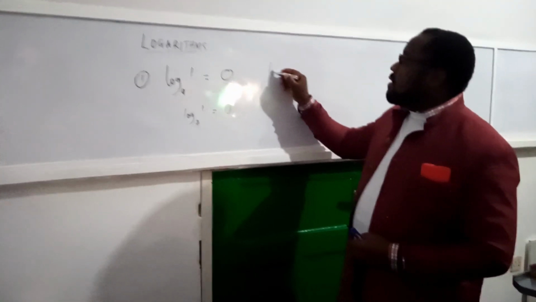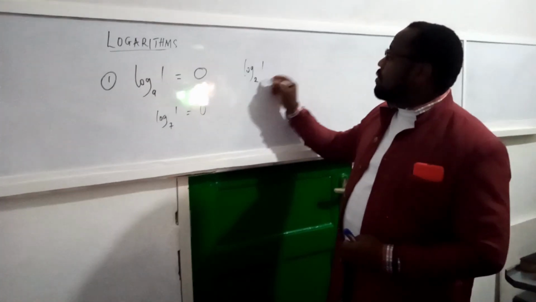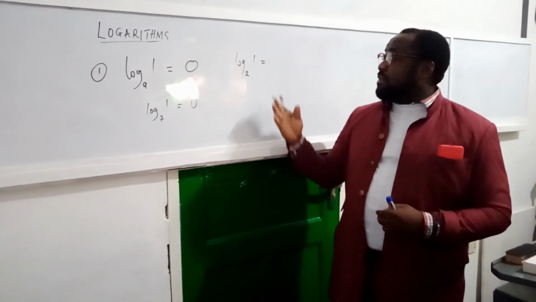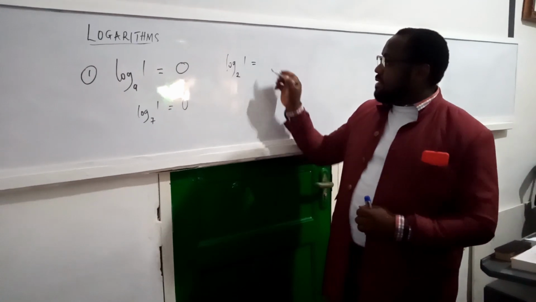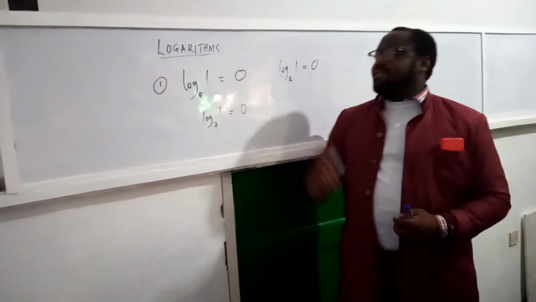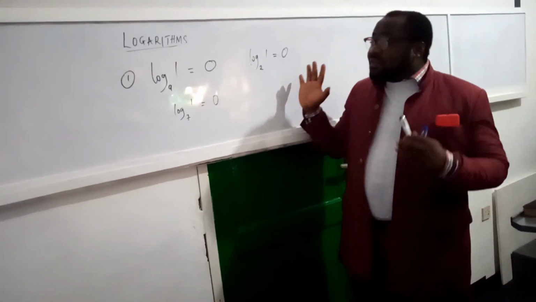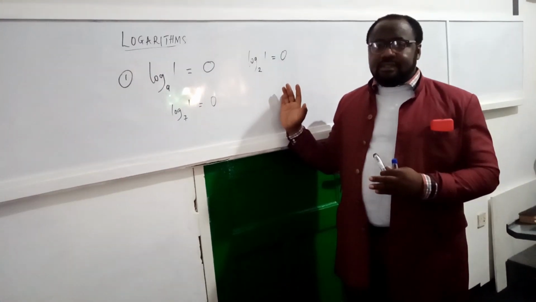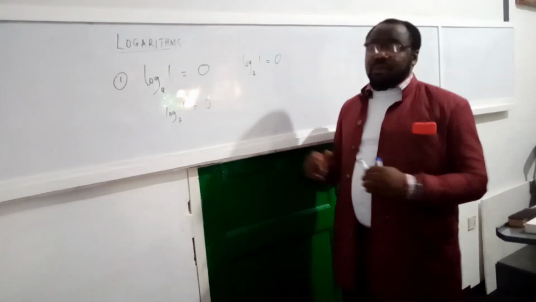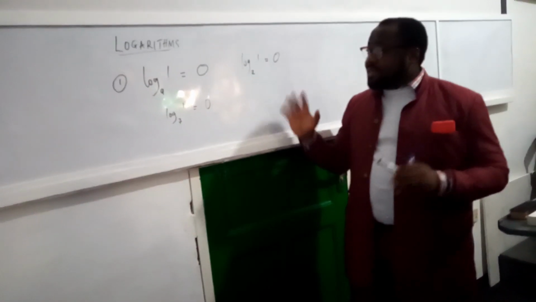Let's try another one. If you have log 1 base 2, who can tell me the answer? Log 1 base 2 is what? It's 0. So the log of 1 to any base is 0. This is one of the rules in logarithms, and so you need to keep this in mind. I'll be telling you some of the few basic rules, and next time you know how to handle these kind of questions.